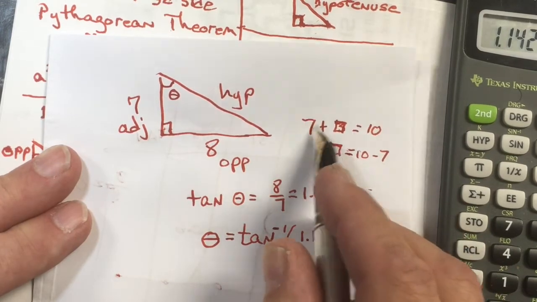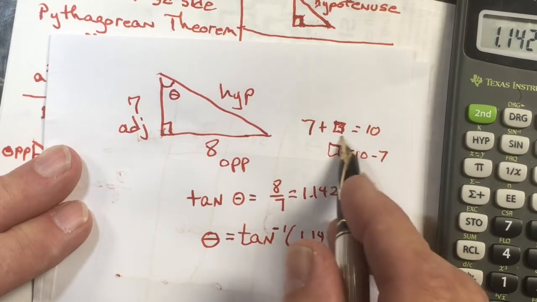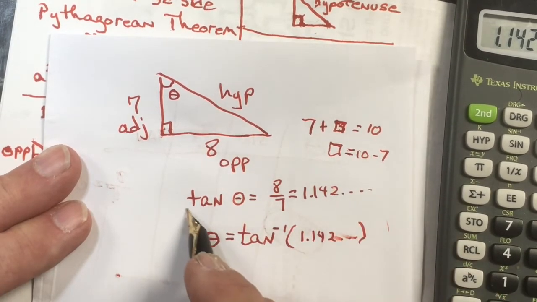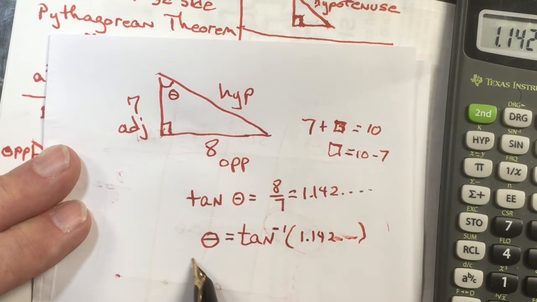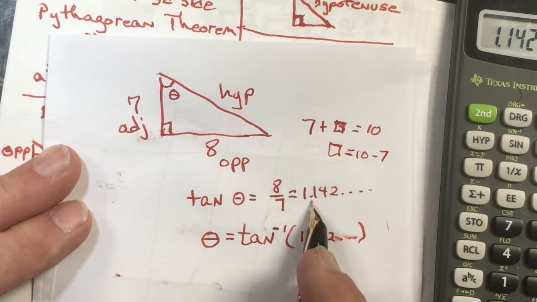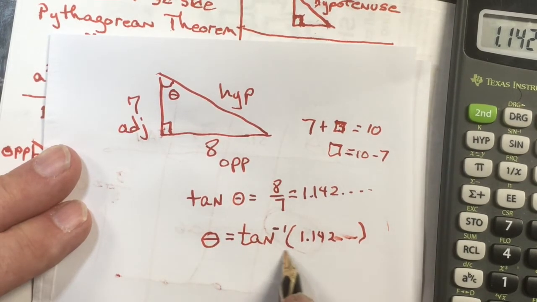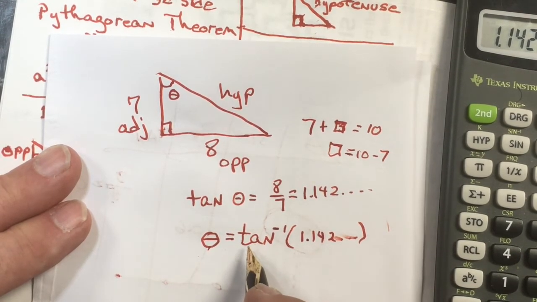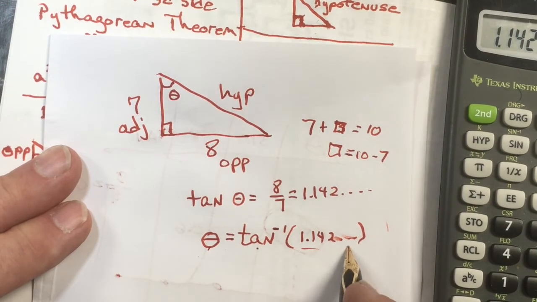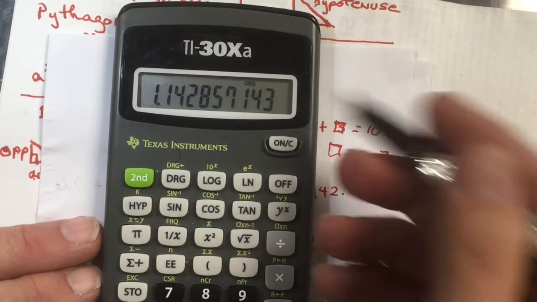If I said 7 plus blank is equal to 10, it looks like an addition problem, but it's really a subtraction problem. This looks like a trigonometry problem, but it's really an inverse trigonometry problem, because you have this side and you want this side. Let's rewrite that. This is the symbol. It says that theta is equal to whatever angle has a tangent of this number. So now I have that number in the calculator.